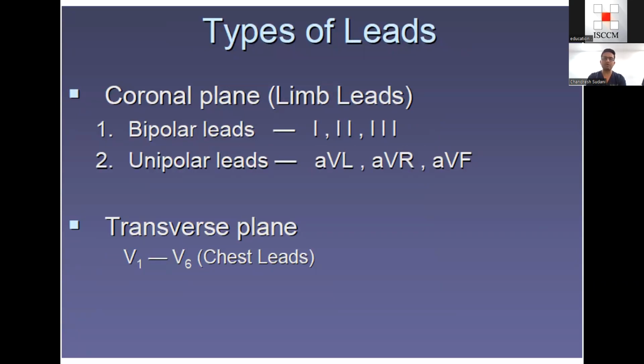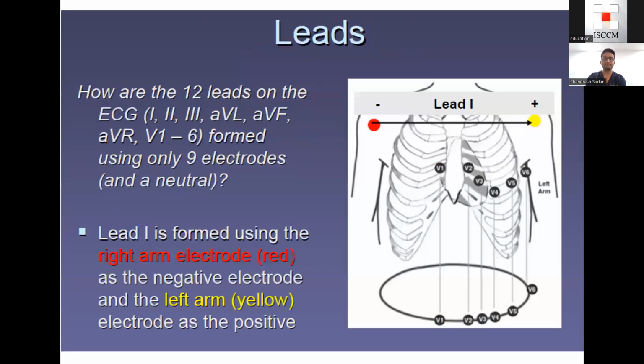If you look at the types of leads, generally coronal and transverse planes are used. In the coronal plane, lead 1, lead 2, and lead 3 are called the bipolar leads. The augmented leads are called unipolar, which are left, right, and foot. So these are the common leads which are used to get one proper ECG.